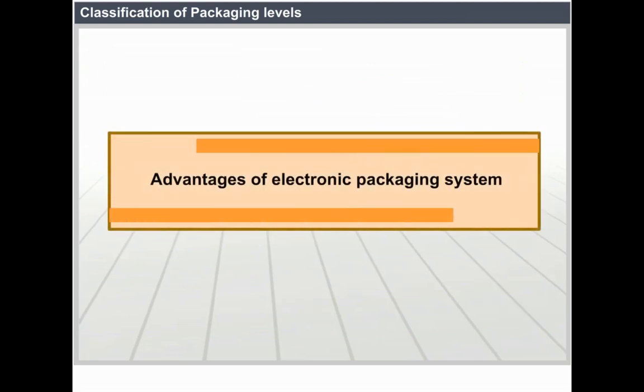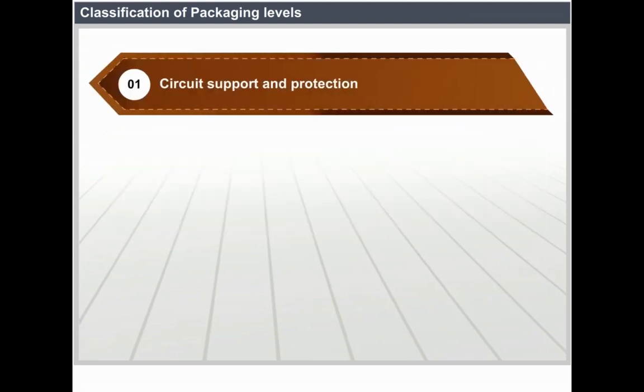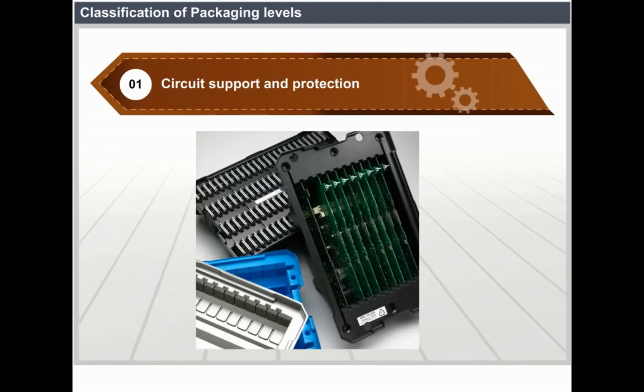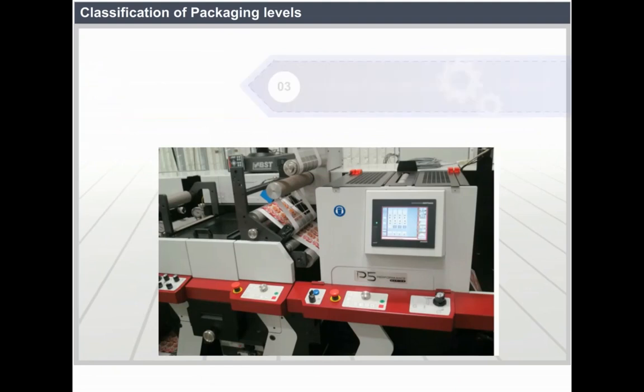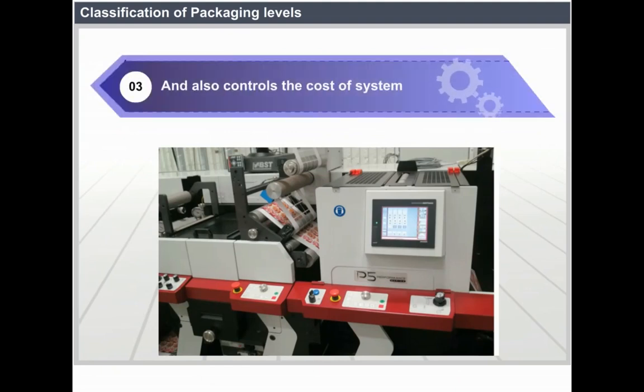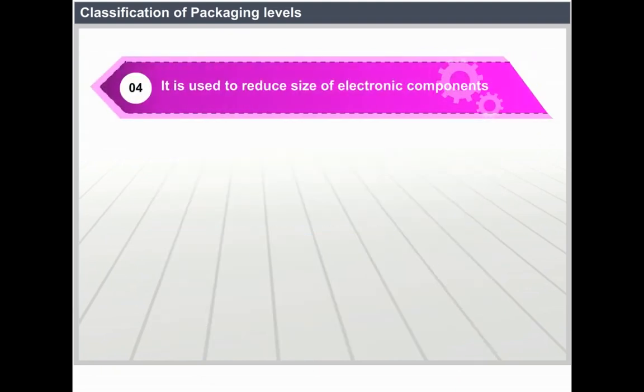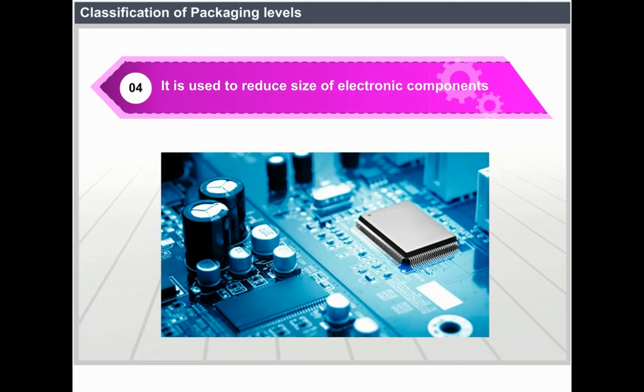Advantages of electronic packaging system: circuit support and protection, controls performance of the system, also controls the cost of the system. It is used to reduce size of electronic components.